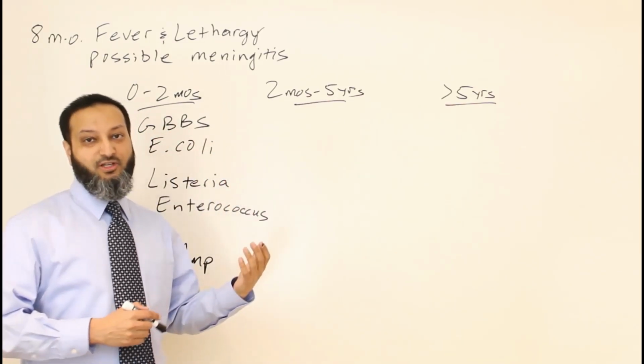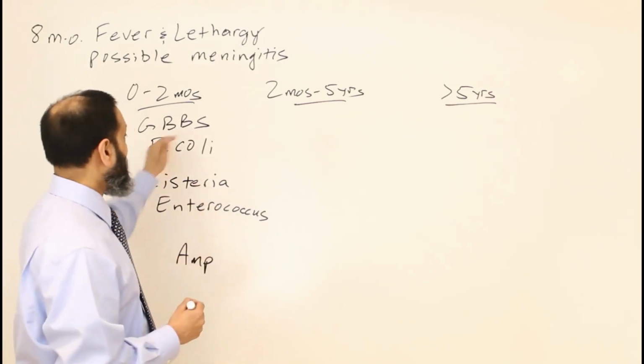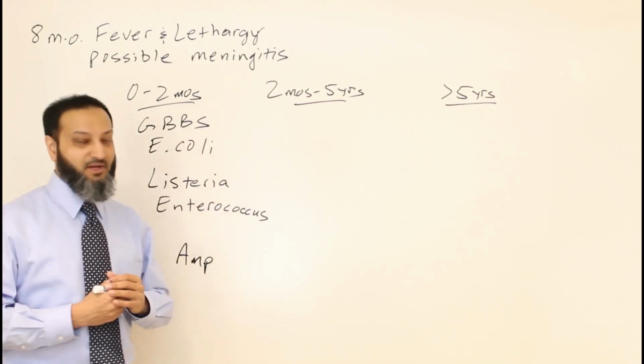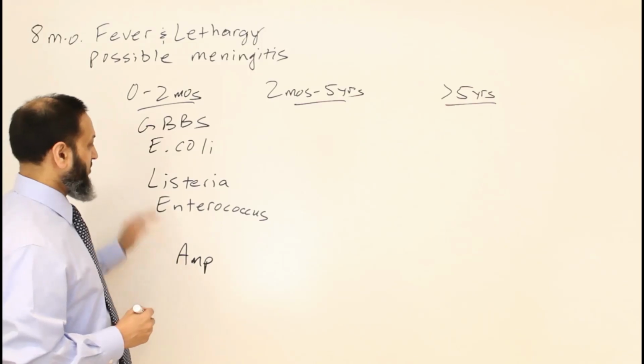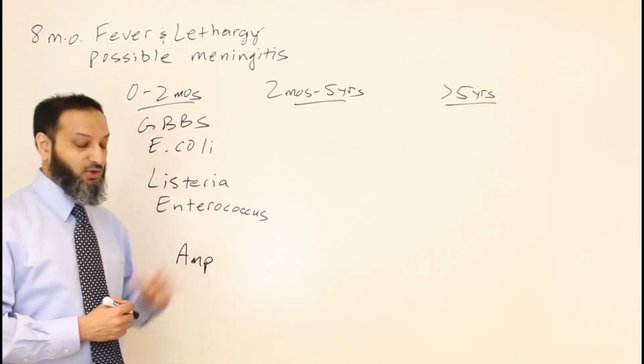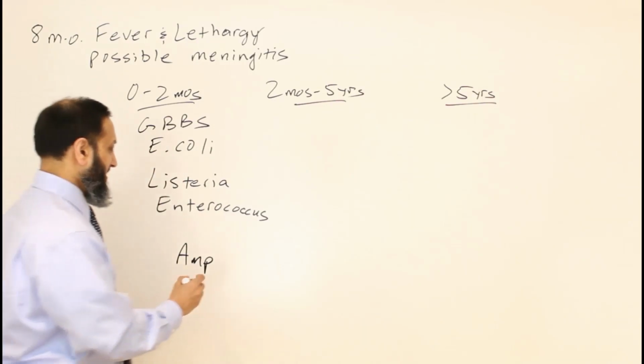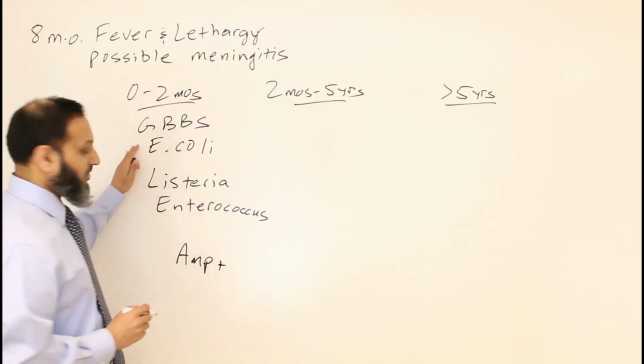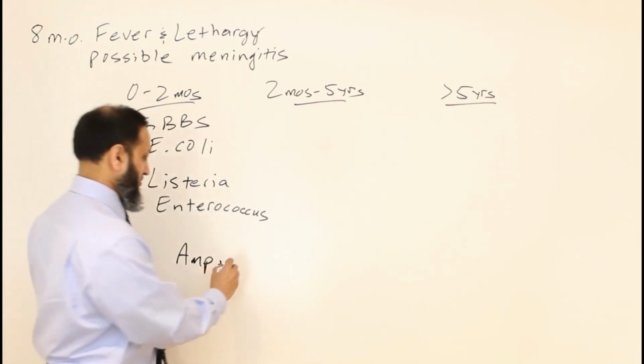There are other antibiotics that you can use to treat group B strep. But ampicillin is the treatment of choice for Listeria and Enterococcus, and in this situation will also cover your group B strep. But it will not cover your E. coli.